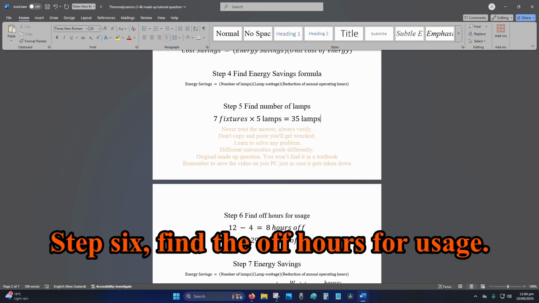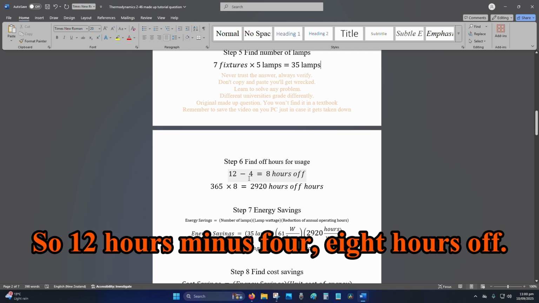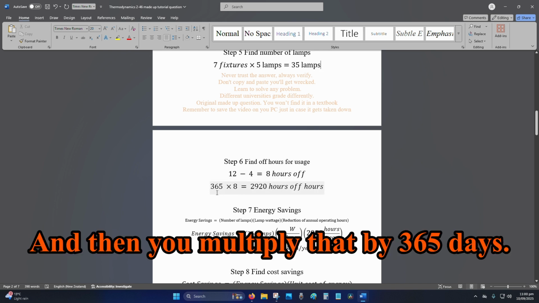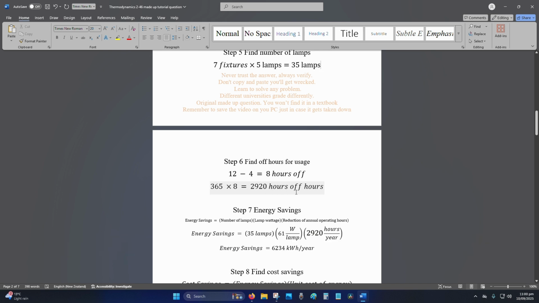Step 6, find the off hours for usage. So 12 hours minus 4, 8 hours off. And then you multiply that by 365 days. So multiply by 8, 2,920 hours off.